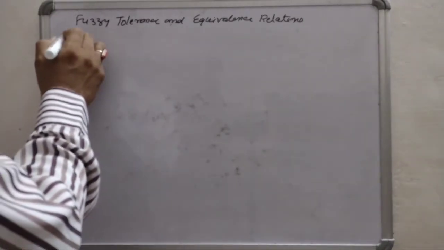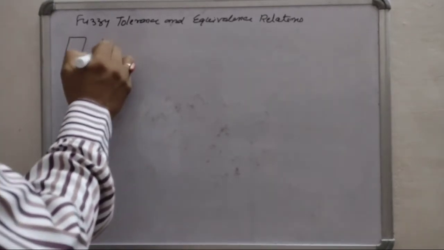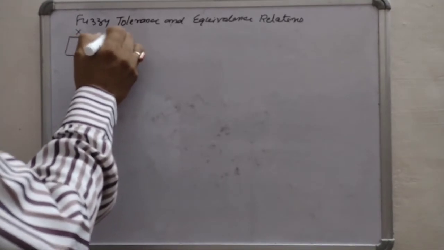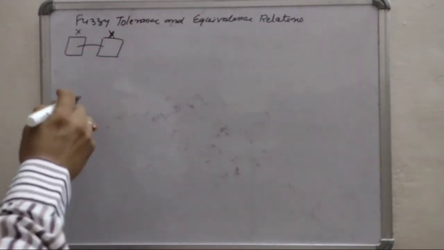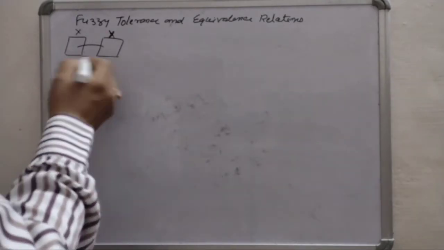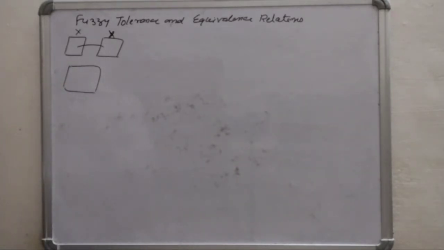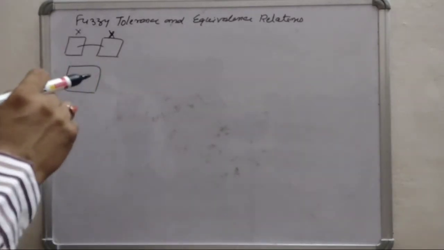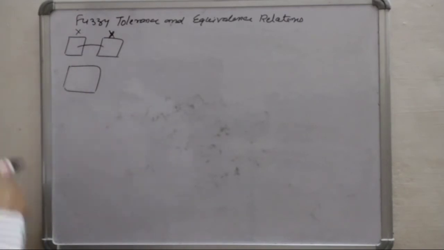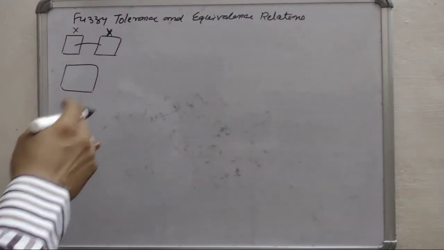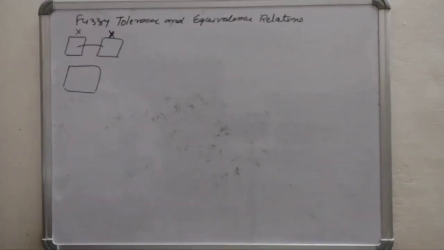So far we were discussing that a relation is defined on two universes, x and y. Sometimes, as a special case, we can also define a relation on a single universe. That relation exists in the same universe, and if that relation holds three properties, then we can say that the fuzzy relation is an equivalence relation.